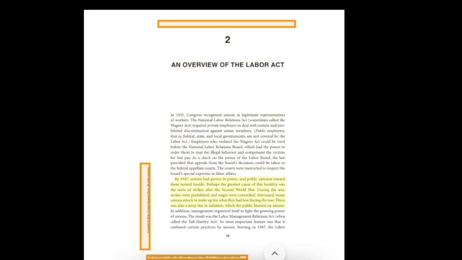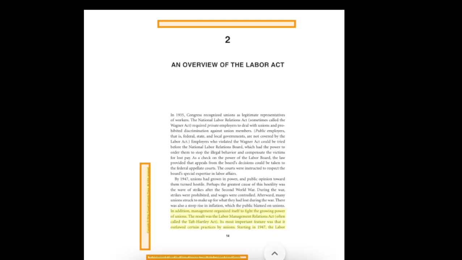By 1947, unions had grown in power, and public opinion toward them turned hostile. Perhaps the greatest cause of this hostility was the wave of strikes after the Second World War. During the war, strikes were prohibited, and wages were controlled. Afterward, many unions struck to make up for what they had lost during the war. There was also a steep rise in inflation, which the public blamed on unions. In addition, management organized itself to fight the growing power of unions.